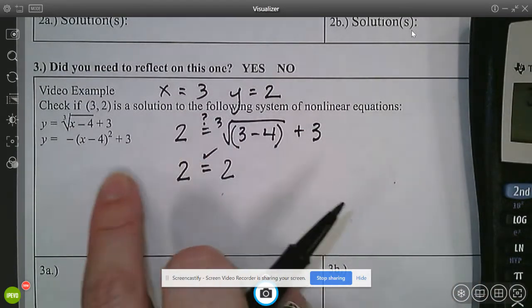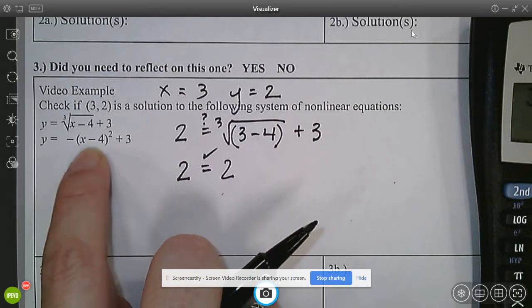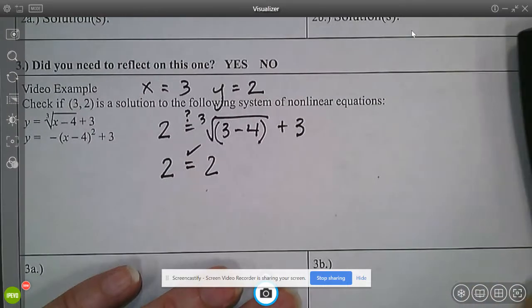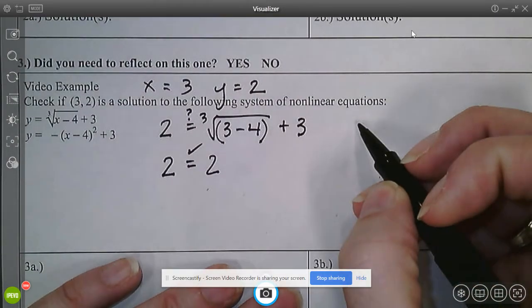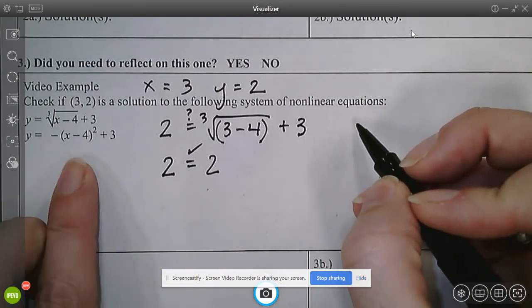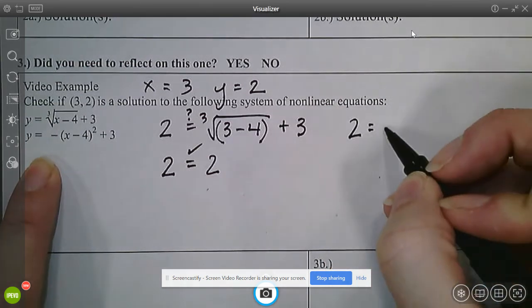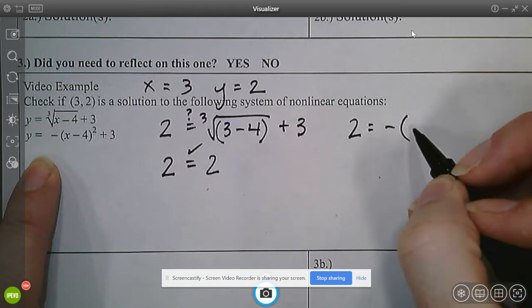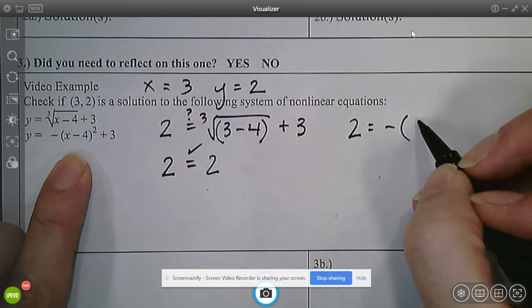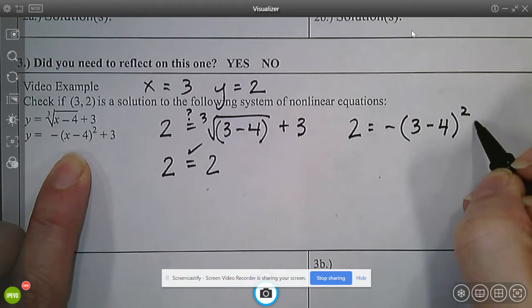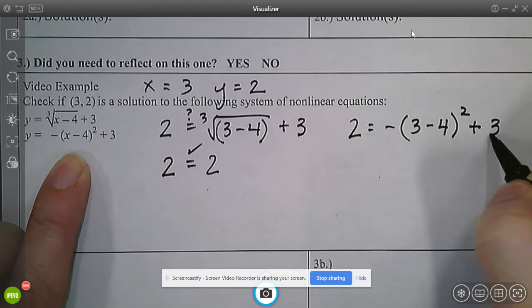But the question is, is it the intersection point with this graph? So you have to do both. You can't just do one of them. You have to check both. So my second equation here, I've got my y, which is 2, negative, and then my 3 is my x, minus 4 squared plus 3.